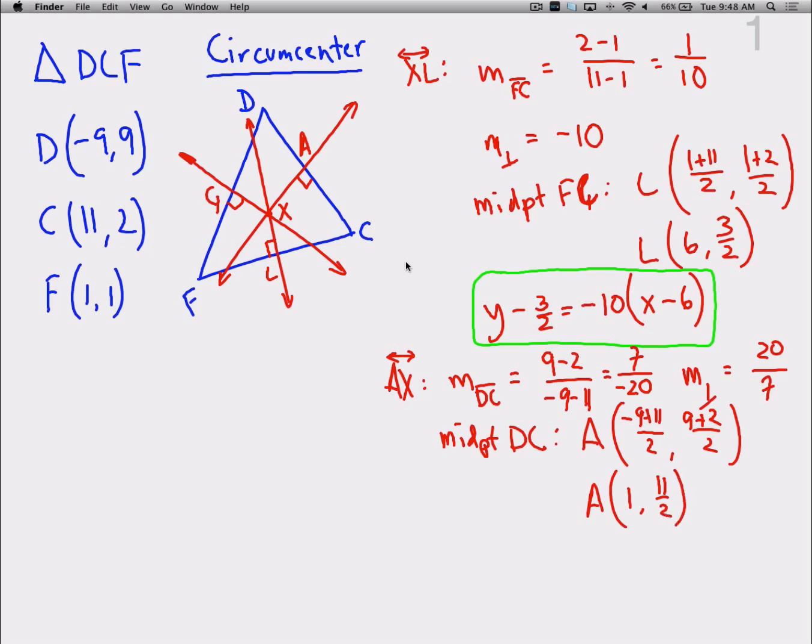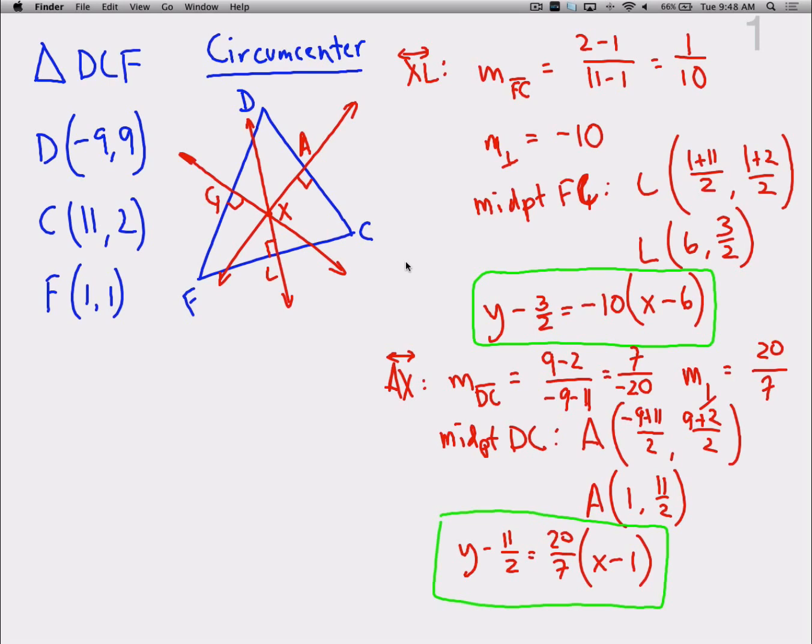Okay, I got a slope. I got a point. So therefore my equation is y minus 11 halves equals 20 sevenths times the quantity x minus 1. This is also important, so I'll put a bright green rectangle around it. Now, nothing new there. That's just what we did yesterday, except I did it twice.